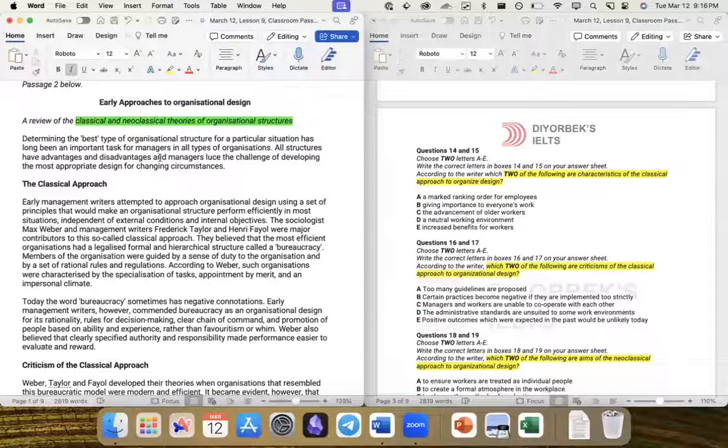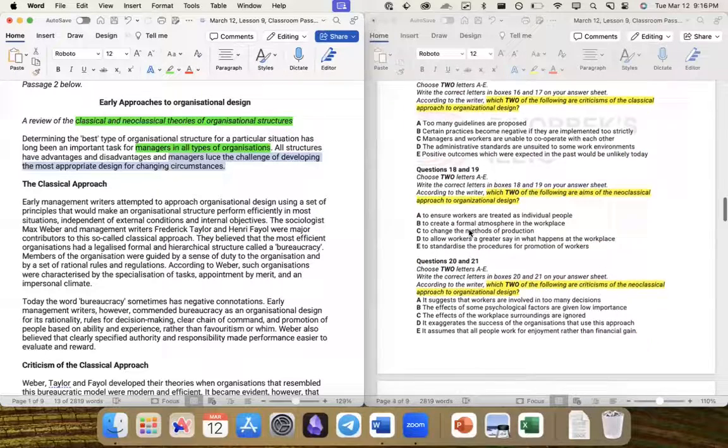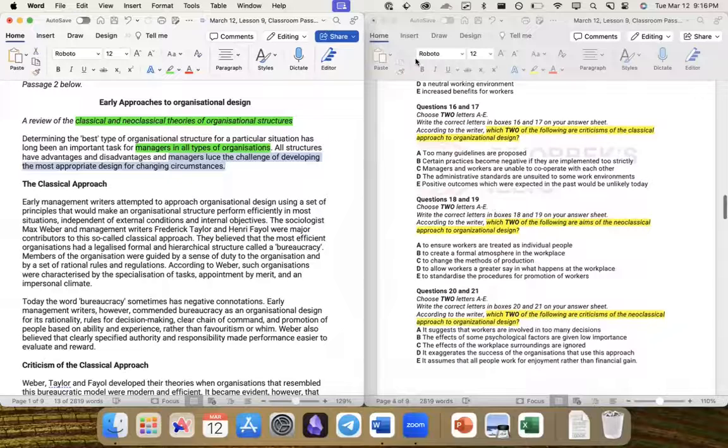Determining the best type of organizational structure for a particular situation has long been an important task for managers in all types of organizations. So identifying the most efficient or the most useful type of organizational structure has been important. All structures have advantages and disadvantages, and managers face the challenge of developing the most appropriate design for changing circumstances. All right, we are not given anything. We are good to go.